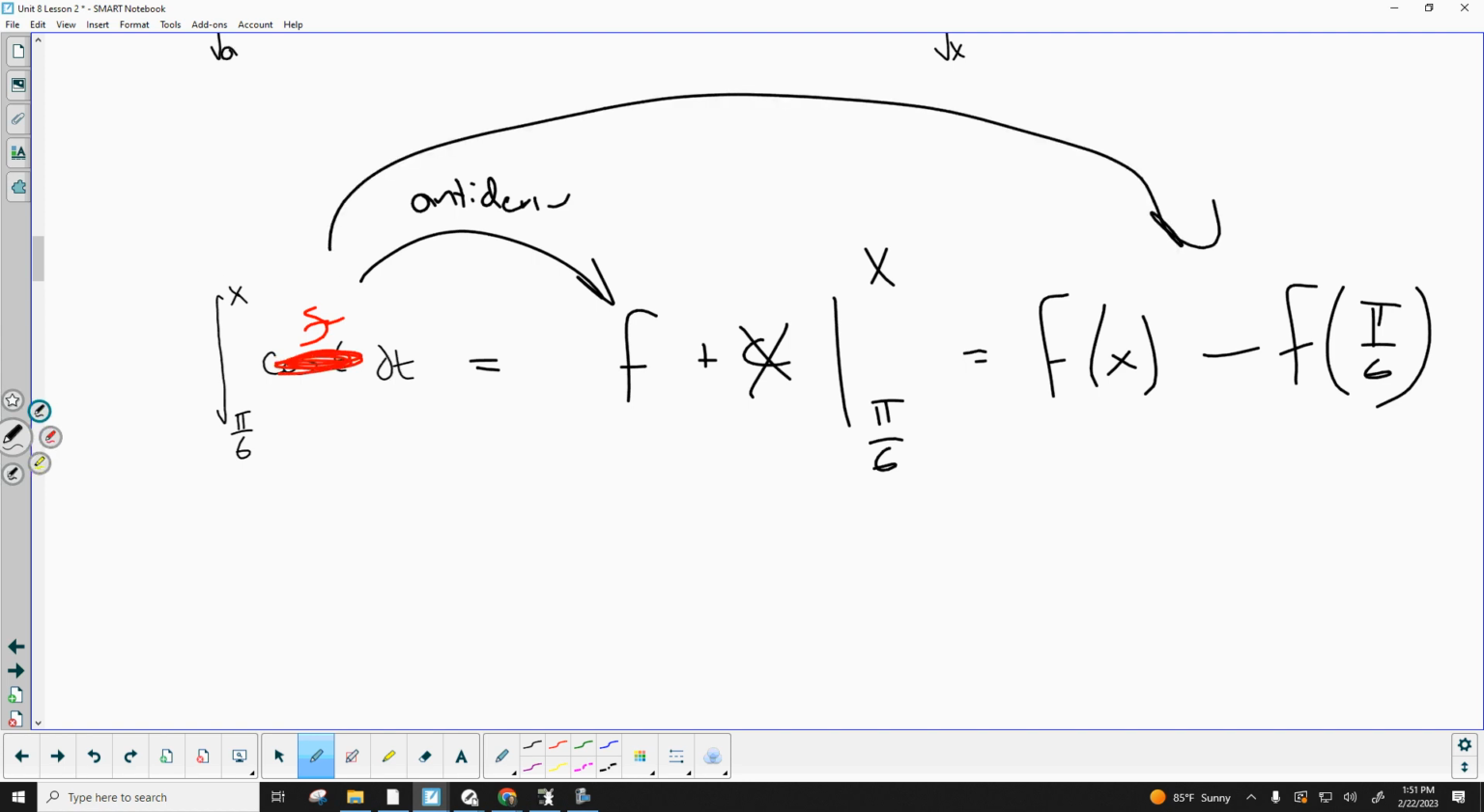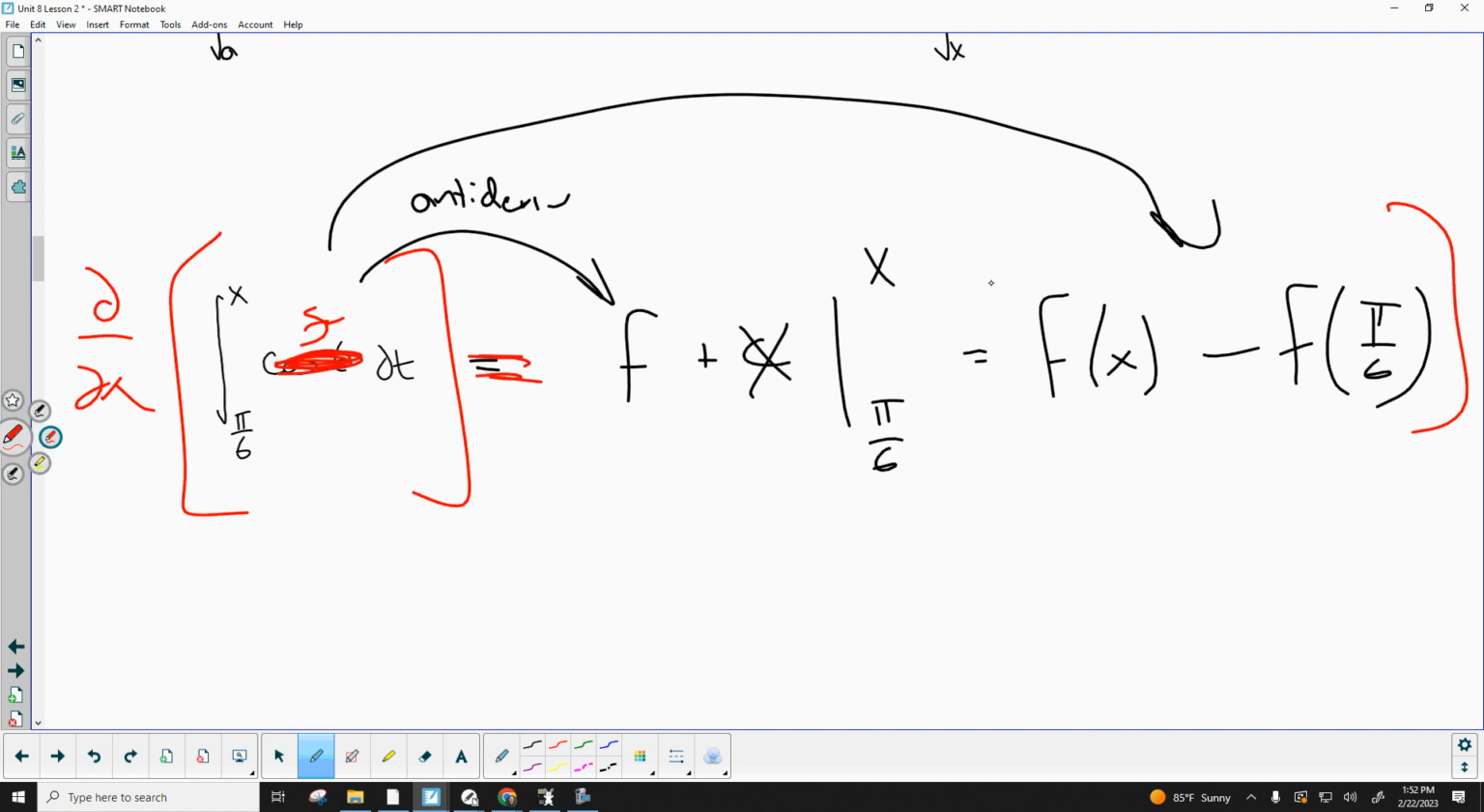I just rewrote this by taking an antiderivative, a change in an antiderivative. Well, if I took the derivative of this, it'll equal the derivative of this, right? Okay. The derivative of big F is regular f. The derivative of big F of pi over 6 is 0, because big F of pi over 6 is just a value.